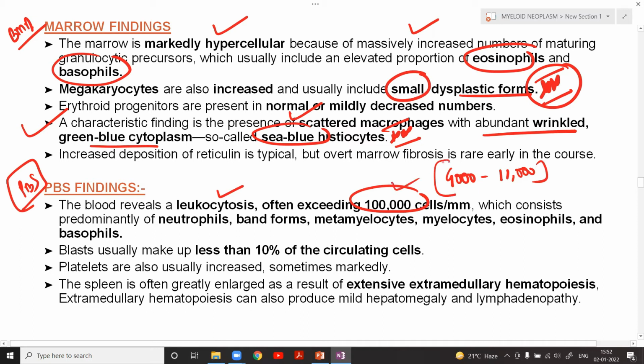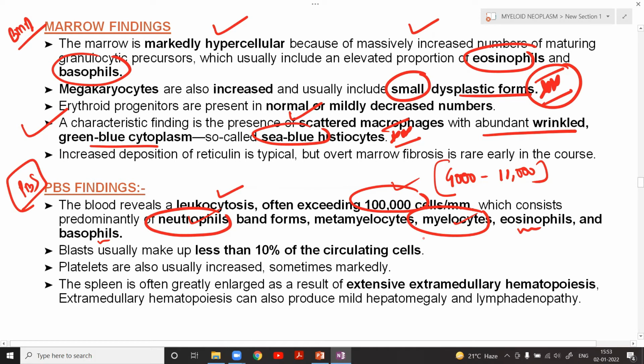Now over here, there is an excessive amount of these cells. Why is it excessive? I hope you know the answer. Maximum cells are from the myeloid series in the peripheral blood, and often there is an increased amount of neutrophils and myelocytes. In addition, they have other series also, but the majority are neutrophils and myelocytes. Along with that, the presence of eosinophils and basophils is very important. It hints towards the diagnosis. Now remember, blasts usually make up less than 10% of the circulating cells. So blasts are very few.